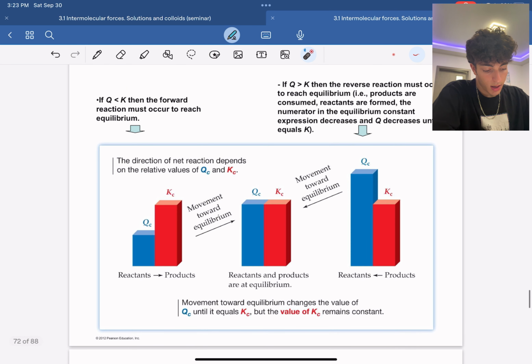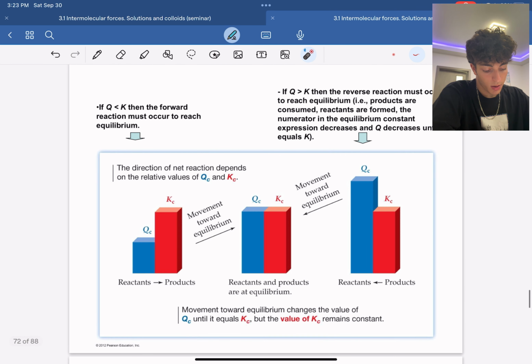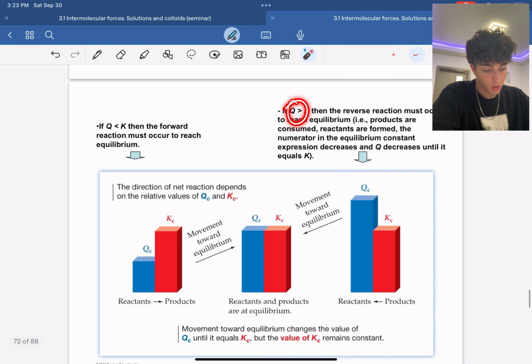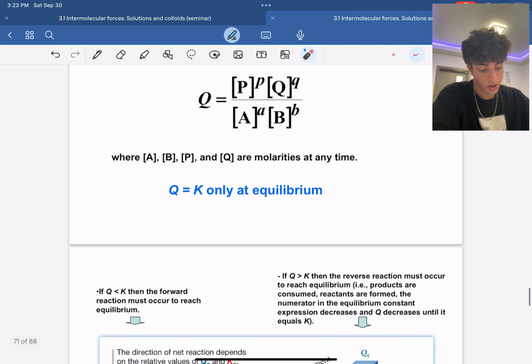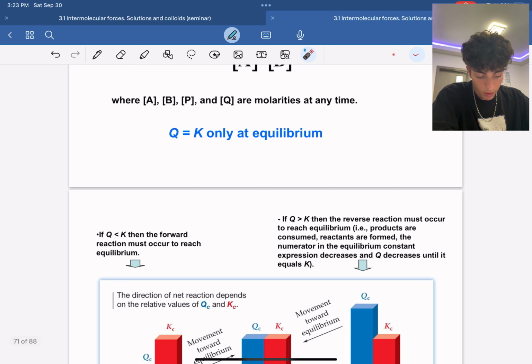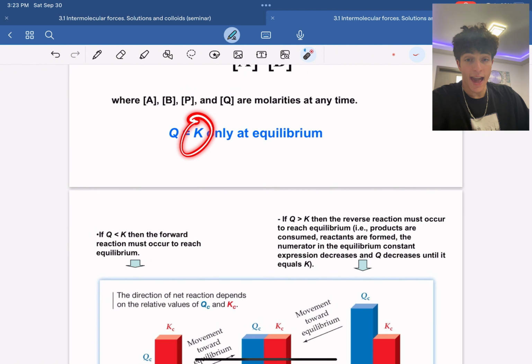Okay, so this is where you compare Q and K together. K is your equilibrium value. Now, Q. Very simply, K is the actual equilibrium constant. Q, you calculate the same way, but with the concentrations they give you at that moment. You know what I mean? It's not exactly at equilibrium. You don't know if it's at equilibrium, but you compare it to find out.